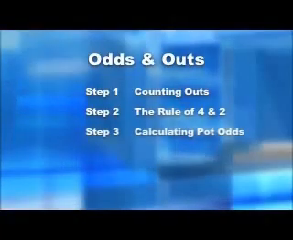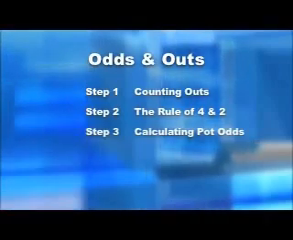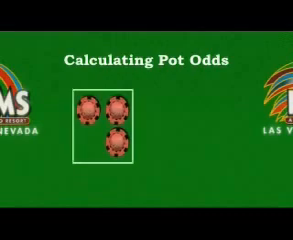Step 3. Calculating pot odds. After figuring out my chances of winning by using the rule of 4 and 2, I have to calculate the pot odds to make winning decisions. Suppose the pot has $300 in it. My opponent bets $100. Now the pot contains $400. I'm being asked to call $100 to win $400.